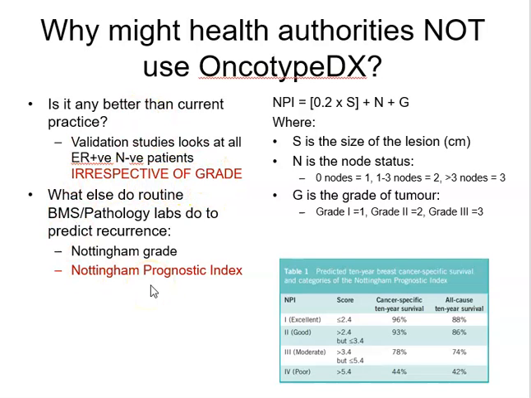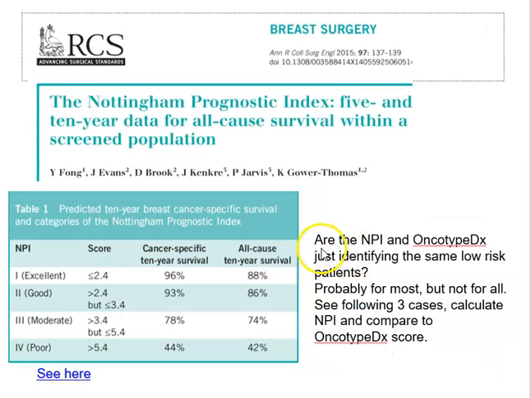Now, it may well be that the patients that the Oncotype DX test identifies as being low risk are the same as the ones who've got a low Nottingham Prognostic Index, but as far as I know, that has not been done. So the question is, are the Nottingham Prognostic Index and the Oncotype DX just identifying the same low risk patients? And it's quite likely that that is the case in most situations. The Nottingham Prognostic Index and the Oncotype DX might be pulling out the same people, which then makes the cost of the test really not as appealing, shall we say.